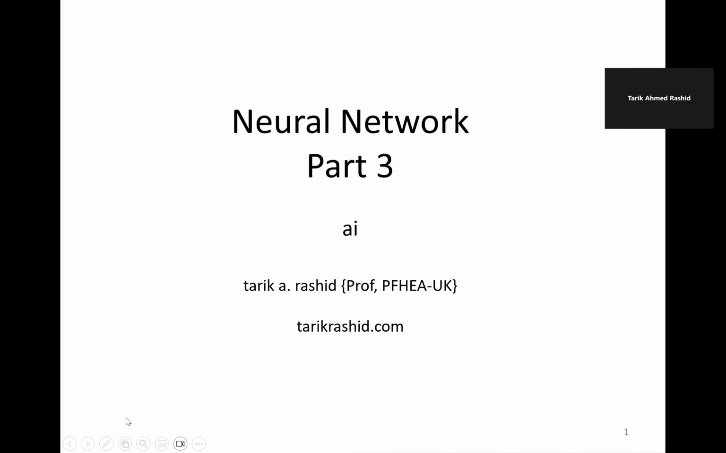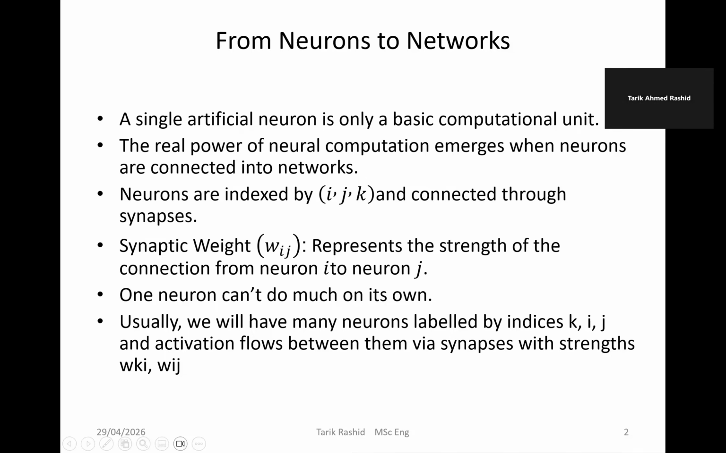In this part, I talk about the single artificial neuron. The basic neuron was formed by McCulloch and Pitts in 1943. It's a basic computational unit, a cell. But the real power of neural computation emerges when neurons are connected into networks. So one neuron cannot do much.